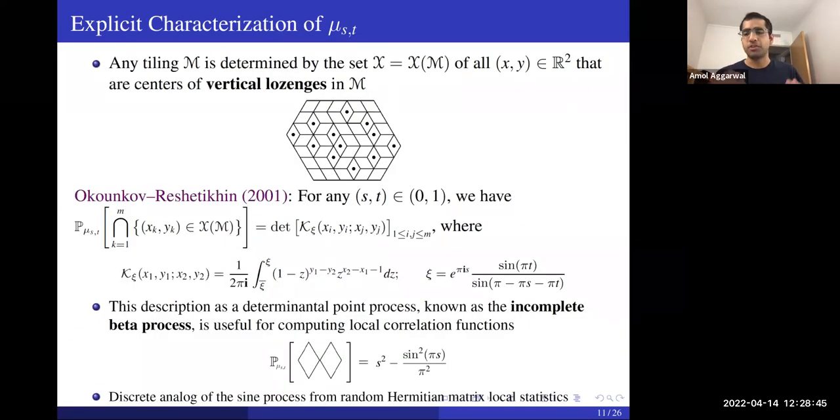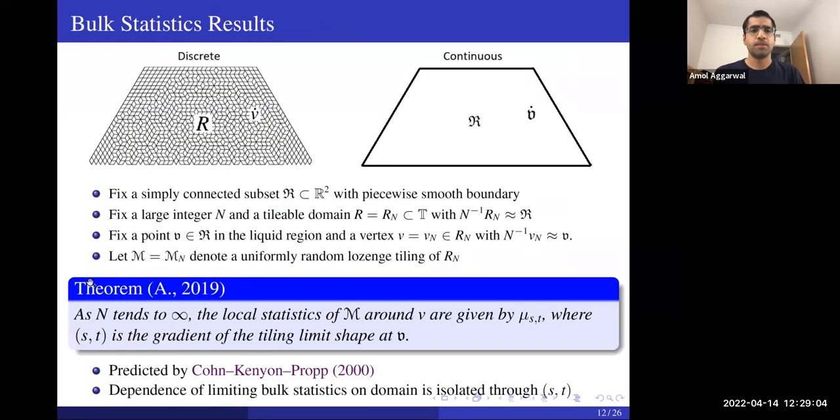Okay, so what I've done so far is I've told you a candidate for the Gibbs measure, which everyone believes to really be the local statistics. But now it's a question of how do you actually prove that the local statistics are given by this measure μst? Okay, so here's a theorem which states the following.